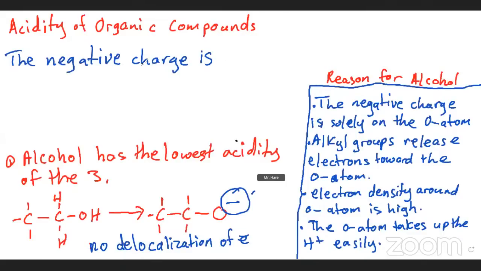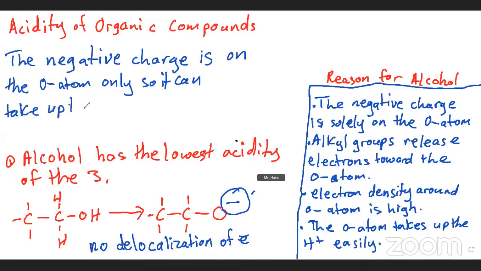So keeping it very short: the negative charge is on the oxygen atom only, so it can take up the hydrogen ion easily. Just remember this for the exam. The negative charge is on the oxygen atom only, so it can take up the proton easily. Just remember that.